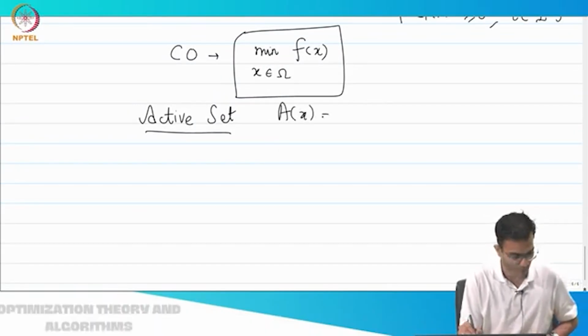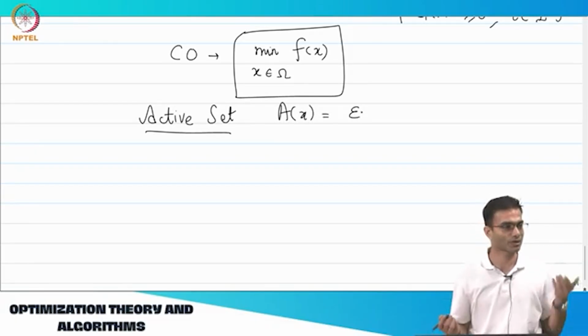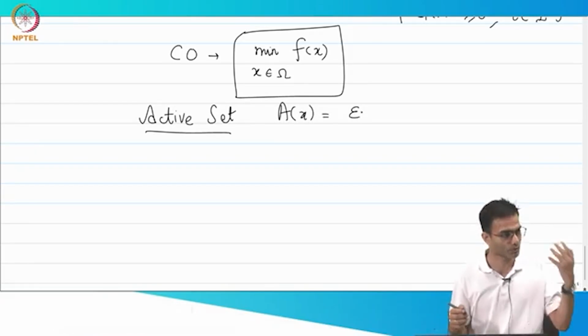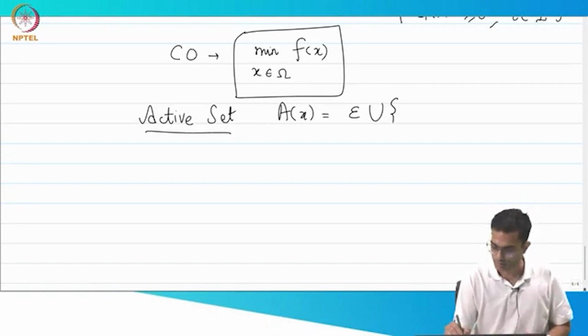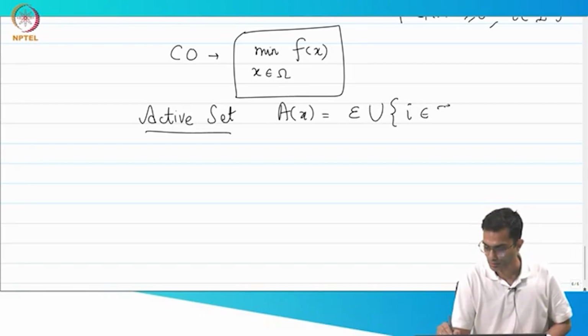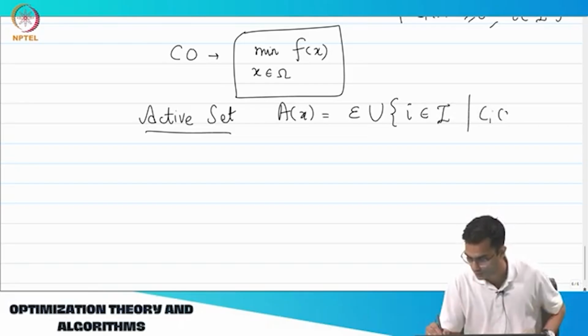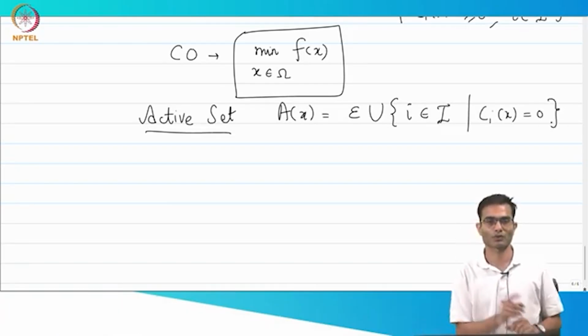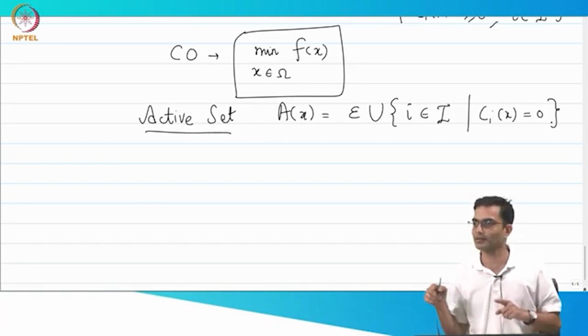Could have used some other words also. So inequalities are always active because they are always enforced. It's an equality, so you have to satisfy it. Okay, union with those inequalities which are, quote unquote, active. So I belongs to the inequality set, which means Ci(x) greater than or equal to 0.